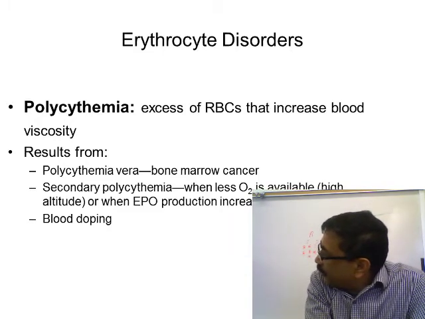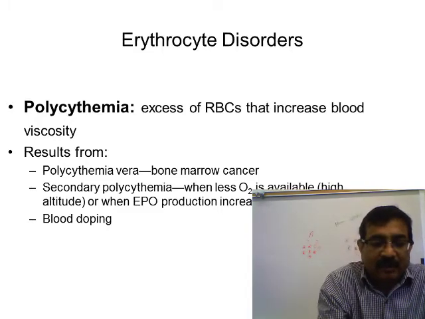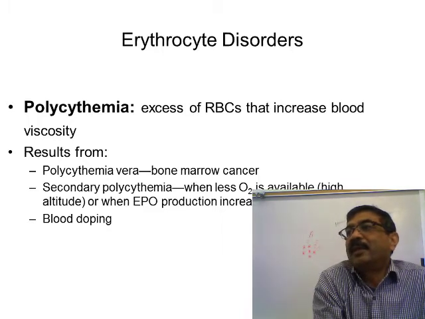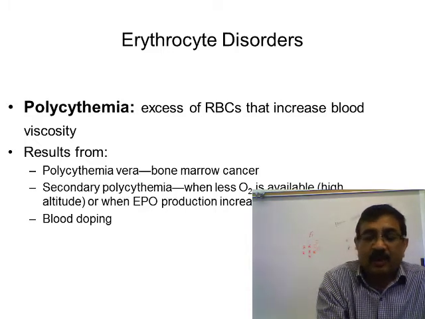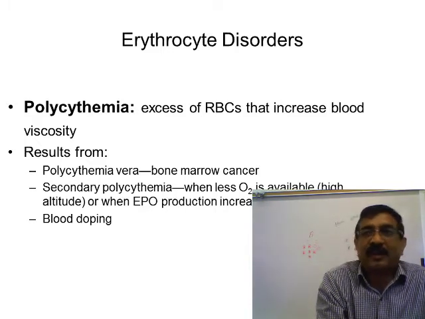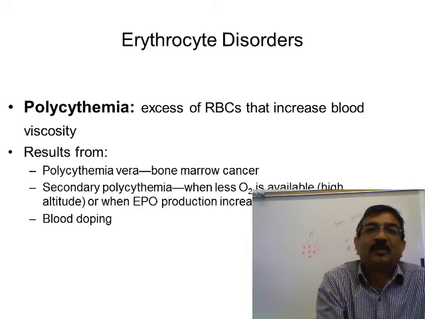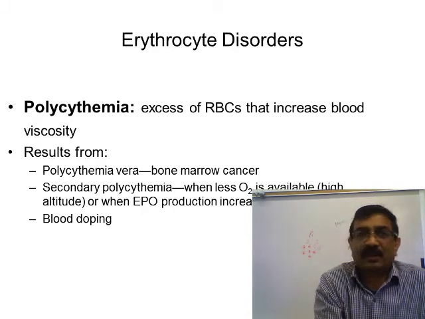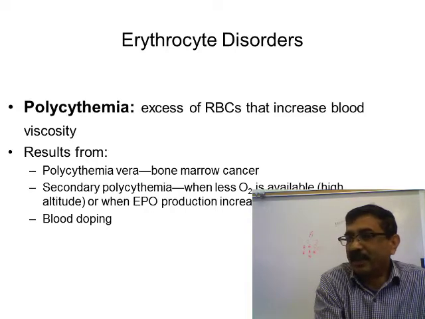So those are two types of polycythemia. Another condition is induced polycythemia, which you can induce just by injecting red blood cells into your blood. That is called doping. Sometimes athletes do that. That is not allowed. That's not a legal way to increase the red blood cell count.